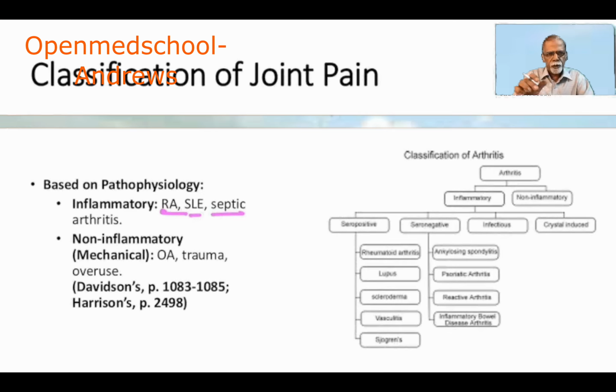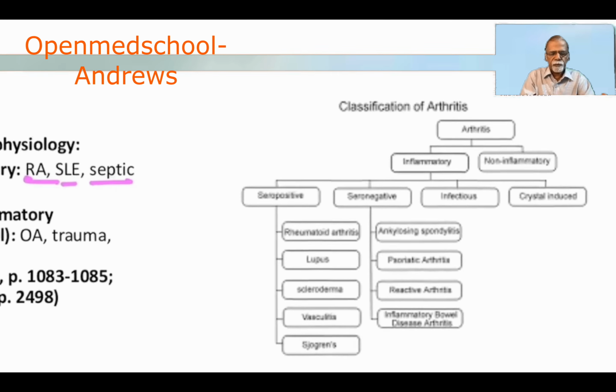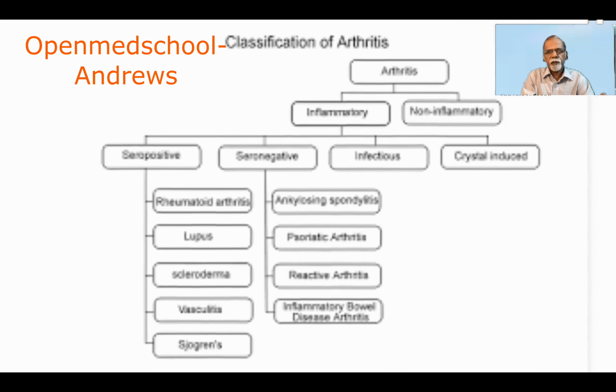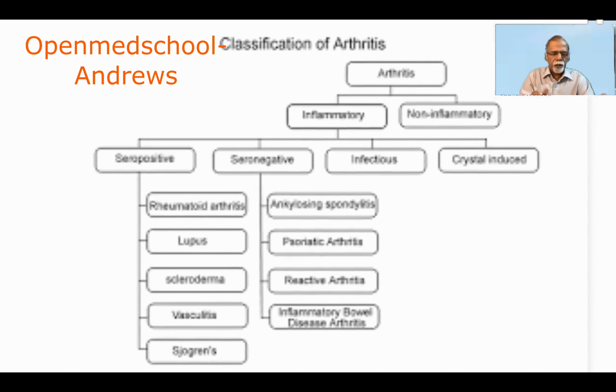So, first is depending on the duration. Now, depending upon the etiology or the pathophysiology, you have classified into inflammatory arthritis and non-inflammatory arthritis. Inflammatory, the collagen disease is the most important, which are again divided into seropositive, seronegative, infectious arthritis, and crystal-induced arthritis. And various types of collagen diseases will be discussed in detail in another session.